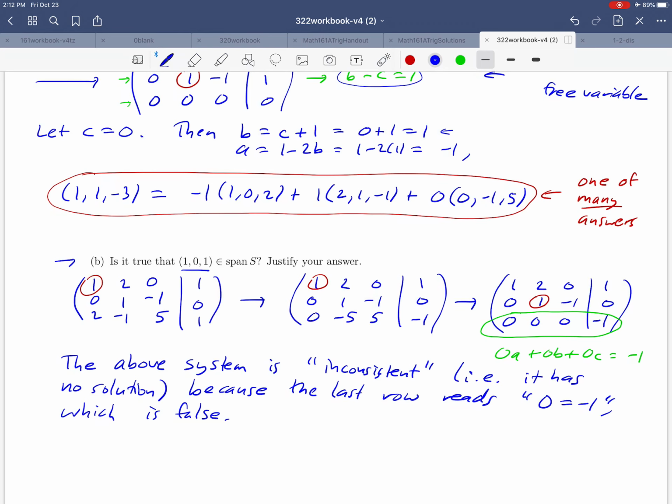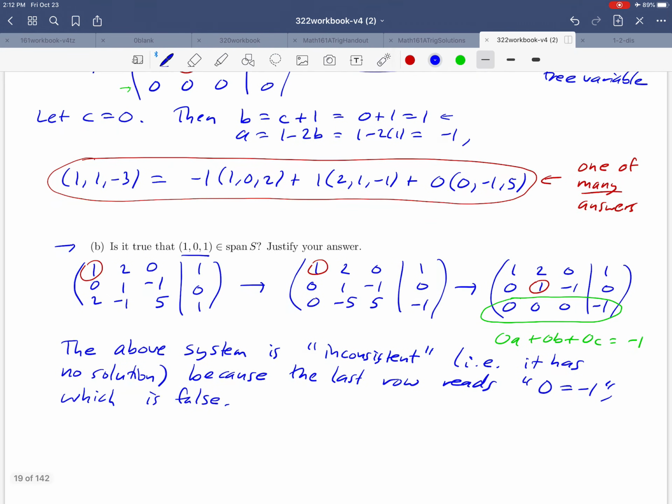Because that system is impossible to solve, the answer to the question is no. 1, 0, 1 is not in the span of S. It is not possible to write 1, 0, 1 as a linear combination of these vectors. So the answer is no. 1, 0, 1 is not in the span.